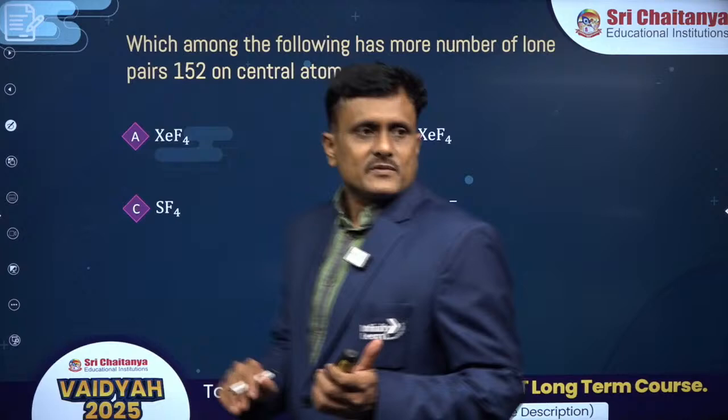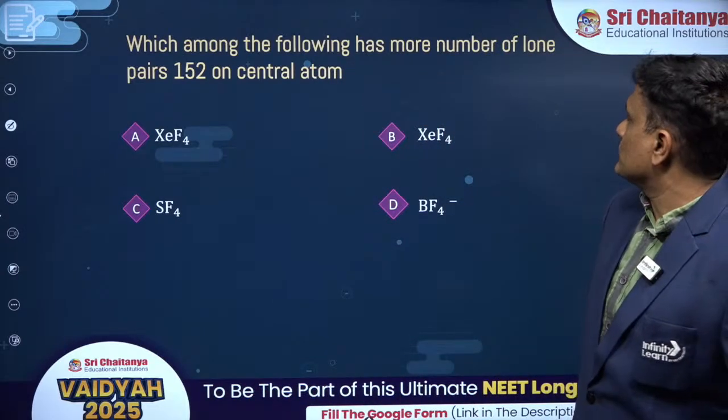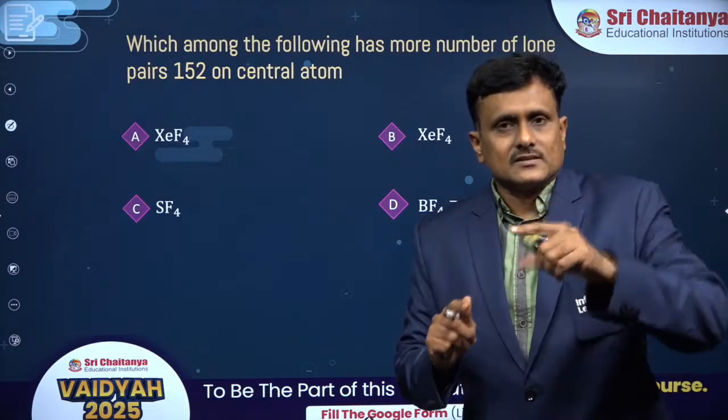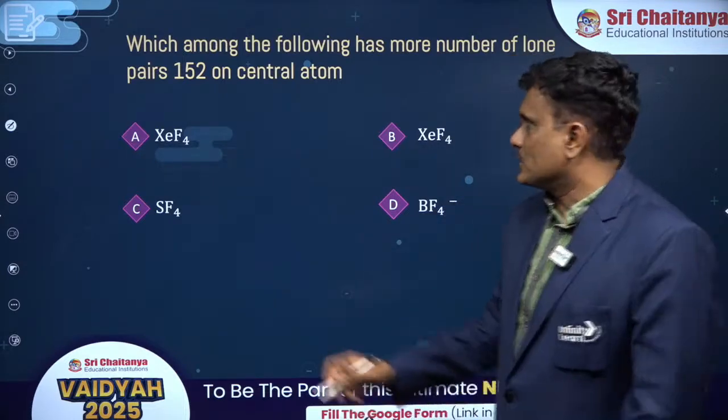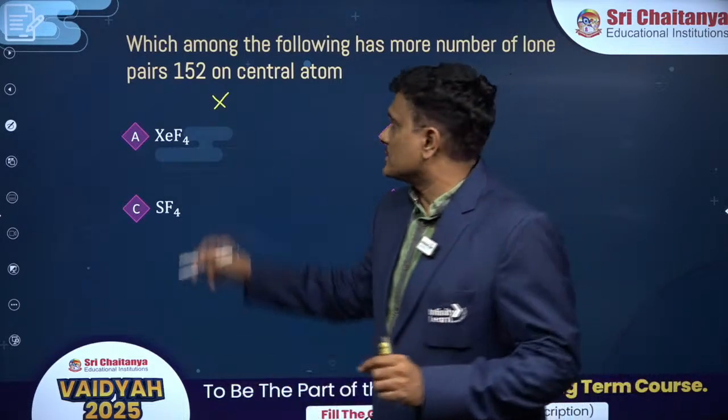What do you all say? C. Brilliant, beta. Which among the following has more number of lone pairs on the central atom? There is one formula which I discussed in the last session. You have to find out the central atom's X value. Central atom is the one.